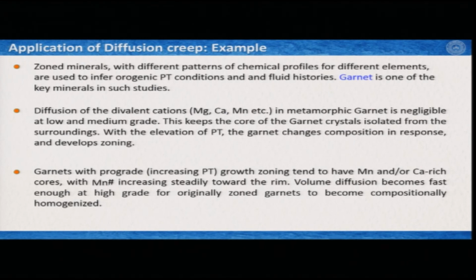Several studies have shown that garnets with prograde growth zoning tend to have manganese or calcium rich cores, with manganese number increasing steadily towards the rim. Volume diffusion becomes a very fast process at high grade for originally zoned garnets to become compositionally homogeneous. So initially you have a very heterogeneous, zoned garnet in terms of a particular element, but when you have high temperature, volume diffusion of these elements starts, and then the entire garnet becomes homogeneous in terms of the distribution of these elements.